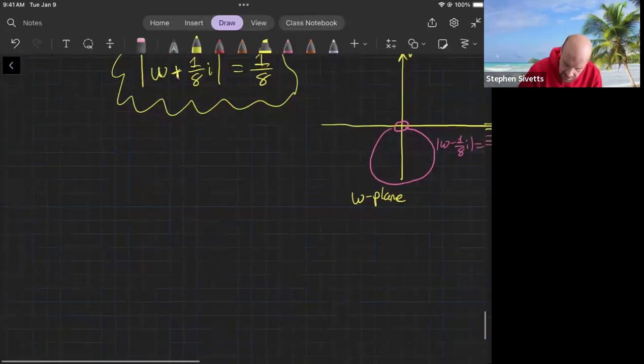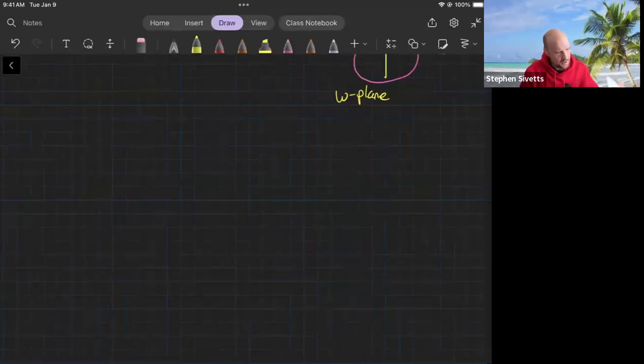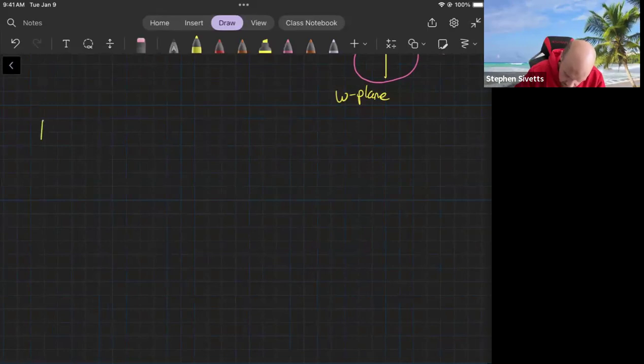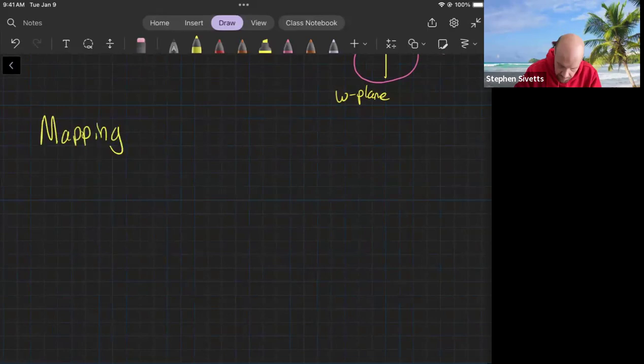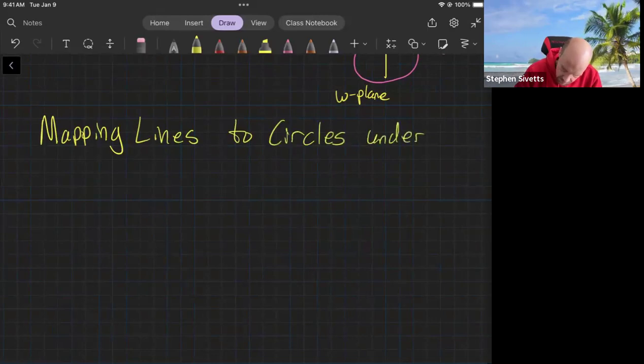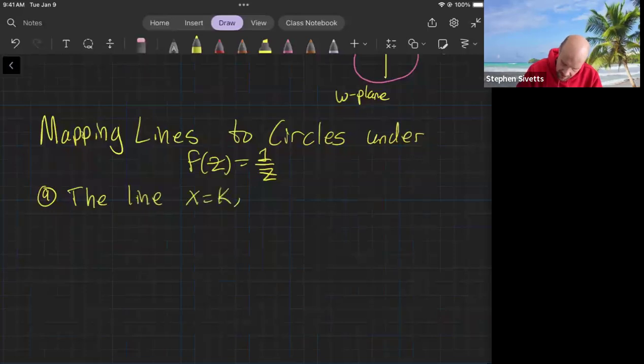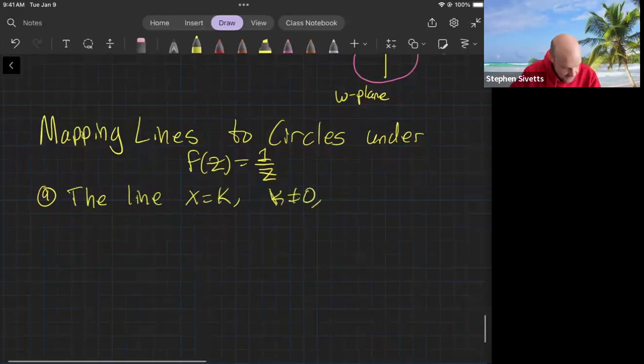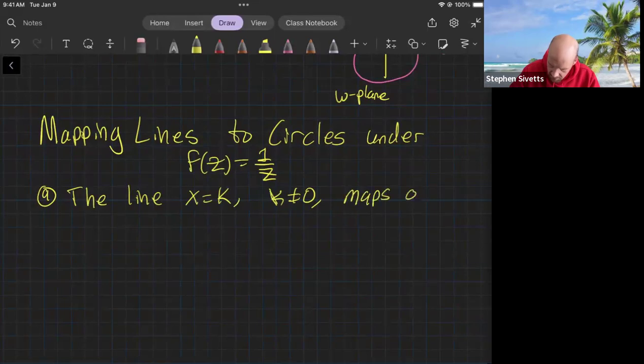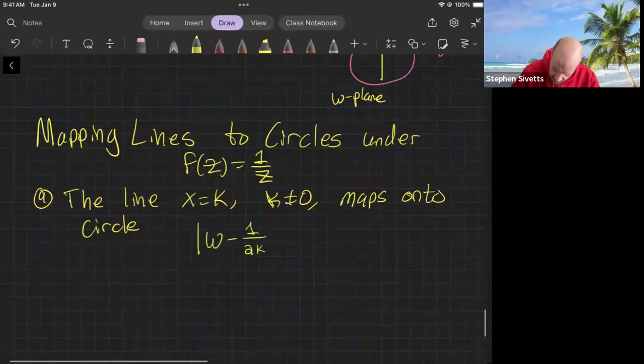Okay, and this is important to point out. So this is an important fact of mapping lines to circles under the reciprocal function. Okay, so the line x equals k, where k is not 0, maps onto the circle w minus 1 over 2k equals the modulus of 1 over 2k, right?